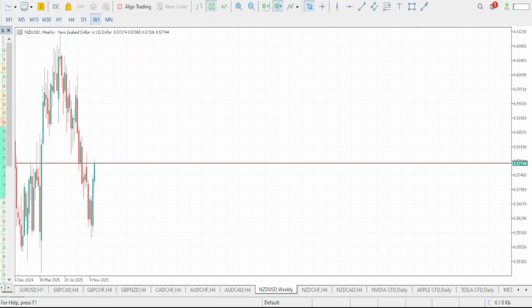So let's take a look at what we'll be expecting on our New Zealand dollar US dollar. So NZD USD. We would want to see what markets will be doing this week, and we will want to analyze the overall movements on our New Zealand dollar US dollar.